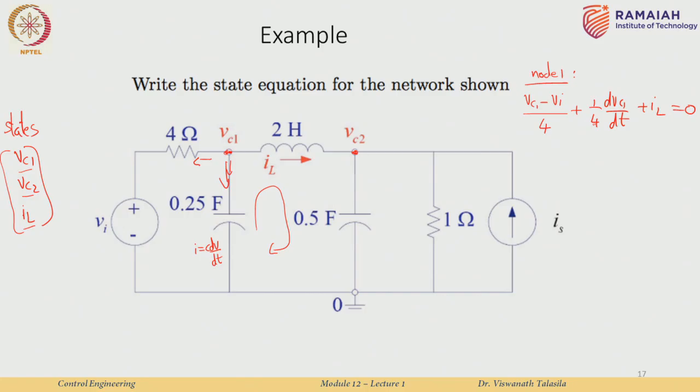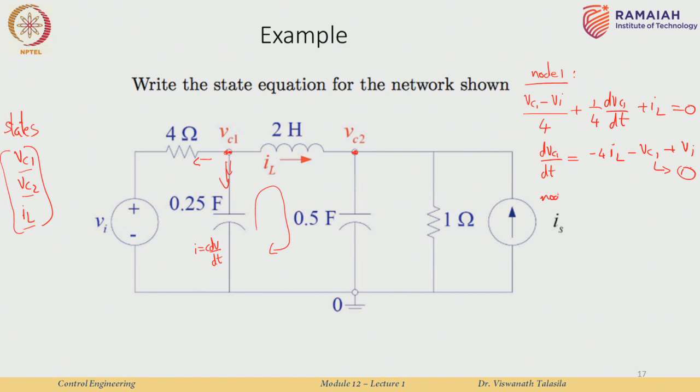Now, this is equal to 0. Okay. So, if I rewrite this expression, I will actually get dVc1 by dt is nothing but minus 4 IL, that is a term on the right hand side, minus Vc1 plus V input, alright. So, this is equation number 1. Now, this is the KCL applied at node 1.